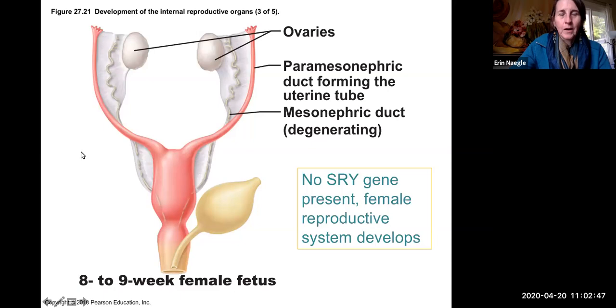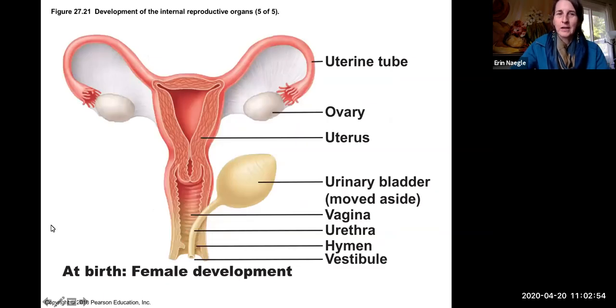All right, so that development continues until eventually you have fully formed ovaries from the gonadal ridges. The paramesonephric ducts become uterine tubes, and the development of the uterus and vagina happens.